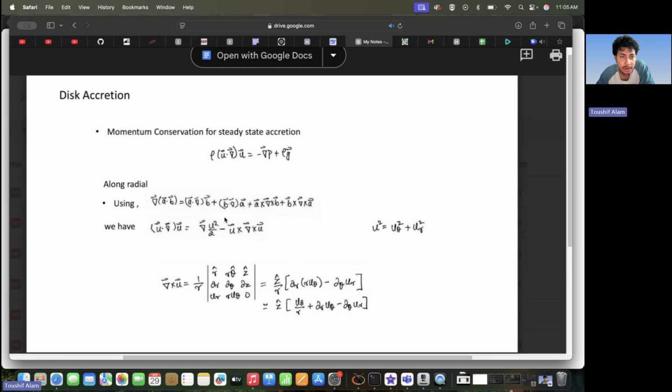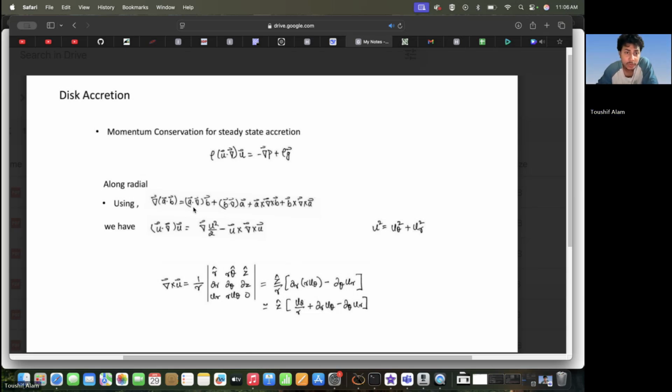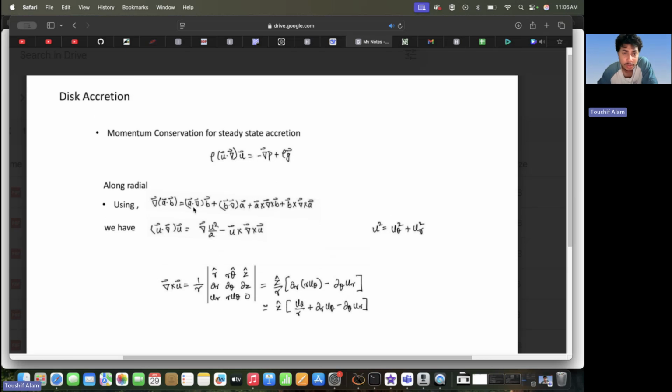Along radial, using the grad of a dot b, we know this is the vector formula. For more reference, please see my mathematical prerequisite video. You have a clear idea. We have u dot grad u equal to grad u square by 2 minus u cross curl of u.